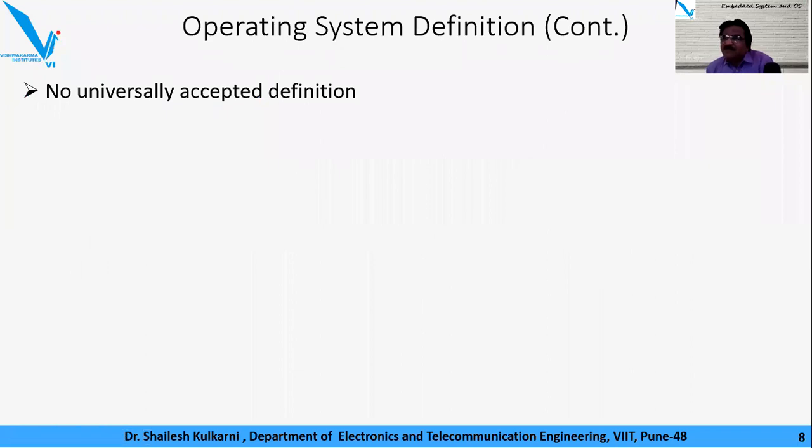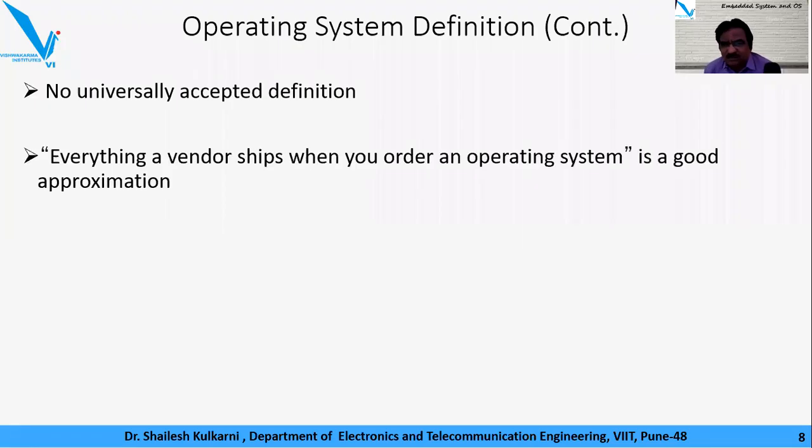Having given these two simple definitions: just as there is no universally accepted definition for embedded systems, since it depends on the application specificness, likewise there is no universally accepted definition for operating systems. It depends on the way these operating systems are used in our applications. Still, some sample OS definitions have been given, like everything a vendor ships when you order an operating system is a good approximate definition.